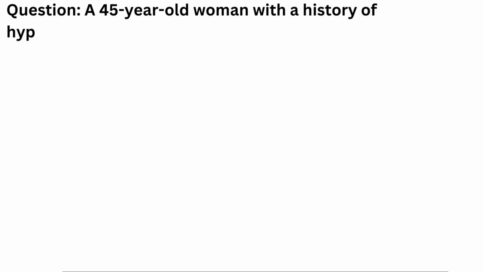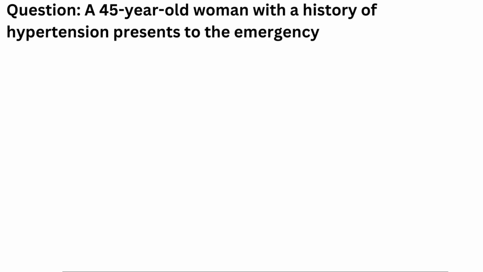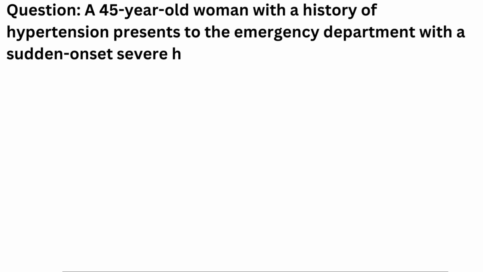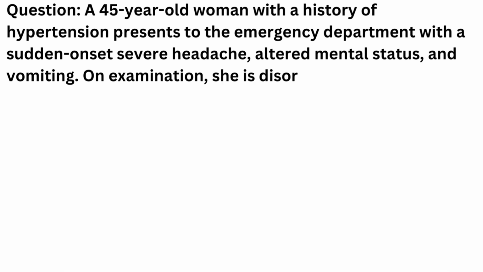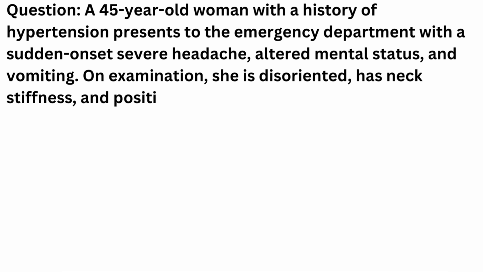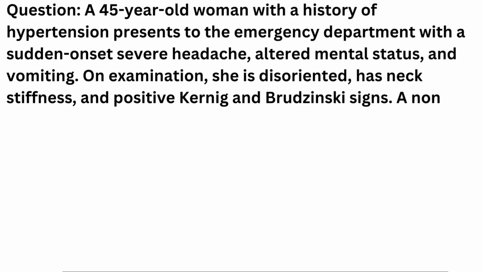Question: A 45-year-old woman with a history of hypertension presents to the emergency department with a sudden onset severe headache, altered mental status, and vomiting. On examination, she is disoriented, has neck stiffness, and positive Kernig and Brudzinski signs. A non-contrast head CT scan is performed, which shows no acute findings. What is the most appropriate next step in the evaluation of this patient?